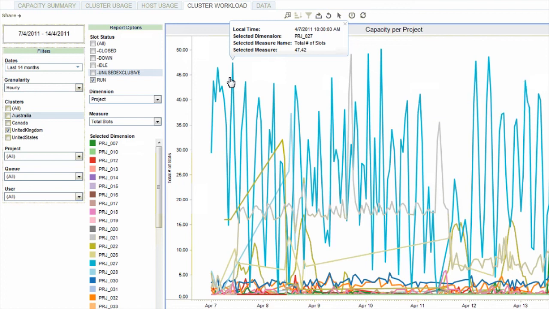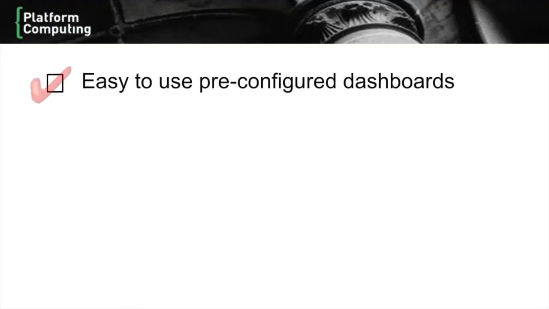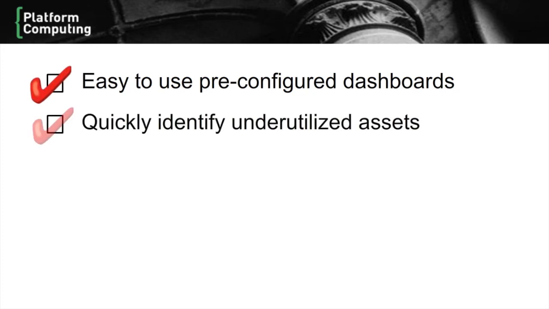Let's recap some of the features and benefits of Platform Analytics from the standpoint of analyzing capacity. While Platform Analytics provides for almost unlimited analysis, easy-to-use pre-configured dashboards make it fast and easy to get started. As we've seen, analysts can quickly pinpoint underutilized assets, determine whether they really represent spare capacity, and either reallocate these assets to a group that needs them, or possibly reduce spending.